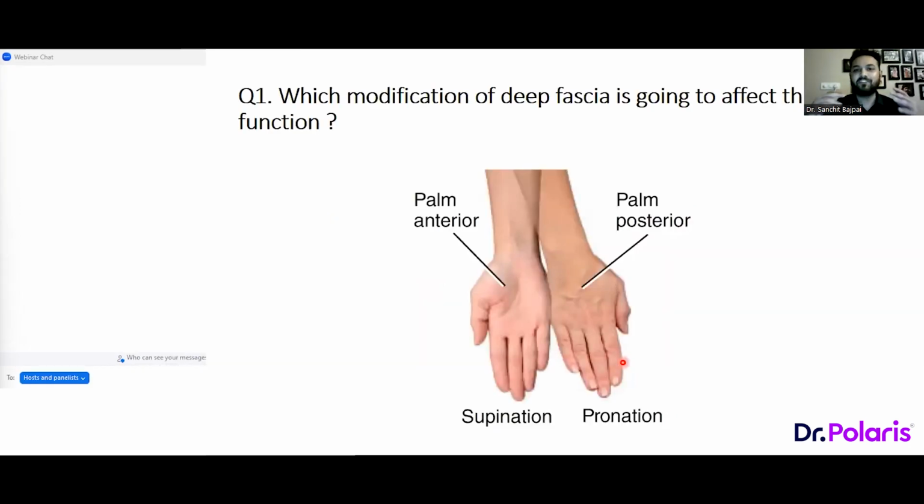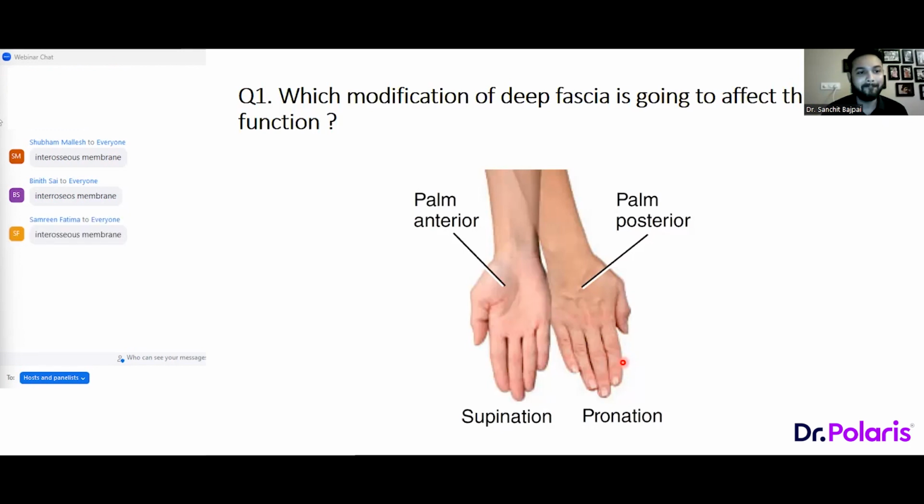Which modification of deep fascia is going to affect this function? That is something like supination and pronation. So let me see fastest finger first. Which modification of deep fascia is going to affect this particular function? What do you think? You can comment your answer. Anyone can put their answers in the comment section. We have done so many modifications. Okay, we have got pouring answers, but whoever answers first is the winner in my round.